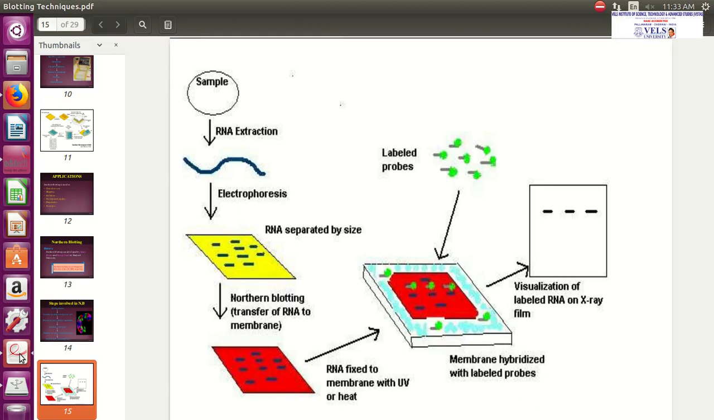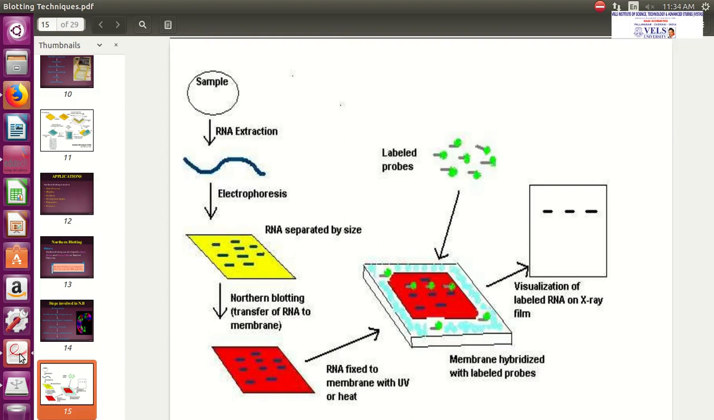hybridization process. Here in the hybridization process, the RNA-containing membrane is equipped with a probe, which is any labeled probe, kept in the cover and locked, and after sufficient time the probes bind to the RNA present in the filter, and it will be visualized using X-ray film by the instrument called autoradiogram.